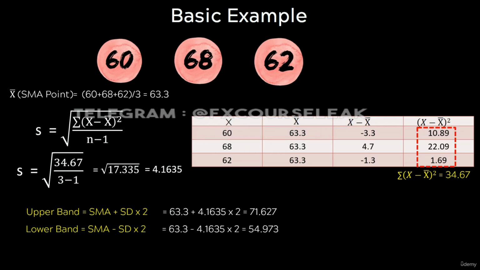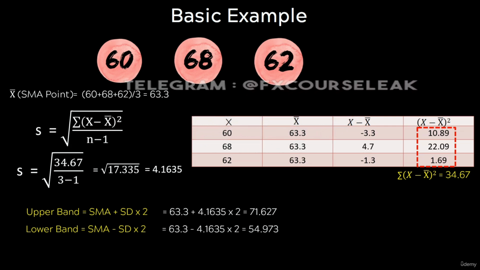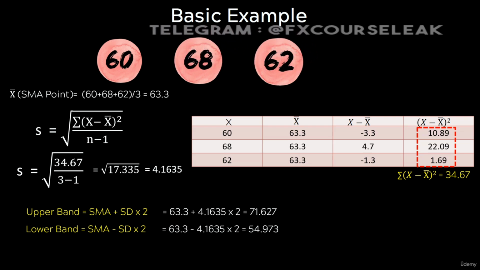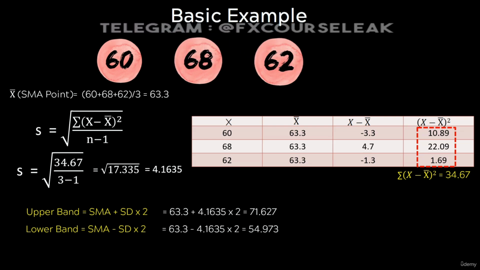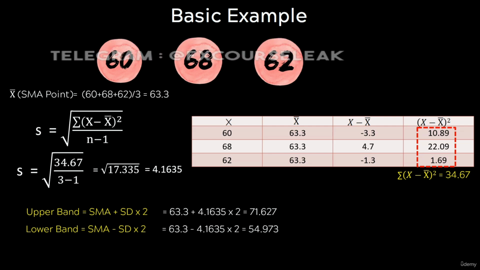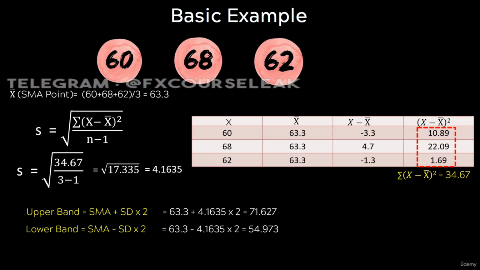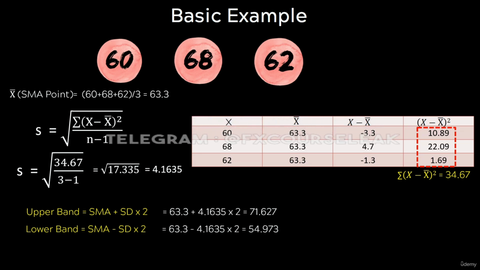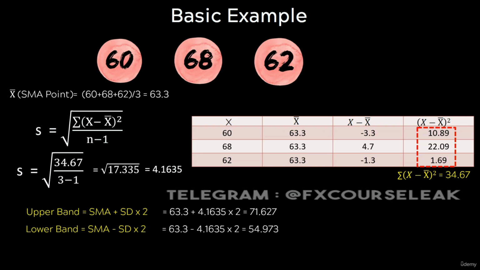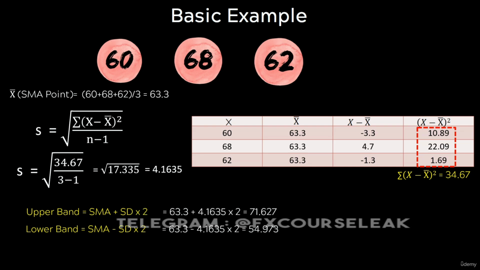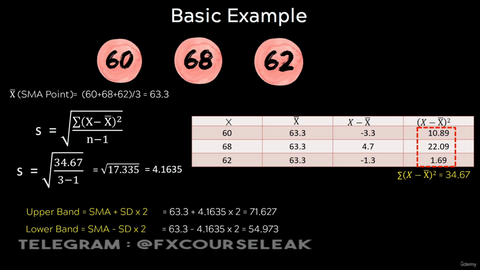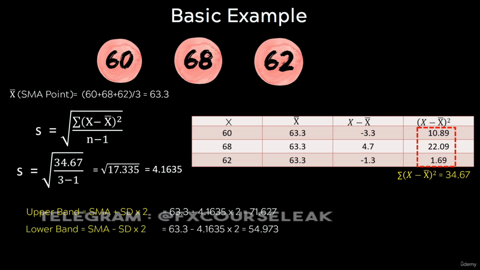So to find the upper Bollinger Band point, we simply put these values in the formula, that is 63.3 plus 4.1635 multiplied by 2. Now this means our first upper Bollinger Band point is 71.627. And for the lower Bollinger Band point, we simply put these values in the formula, that is 63.3 minus 4.1635 multiplied by 2. Now this means our first lower Bollinger Band point is 54.973.